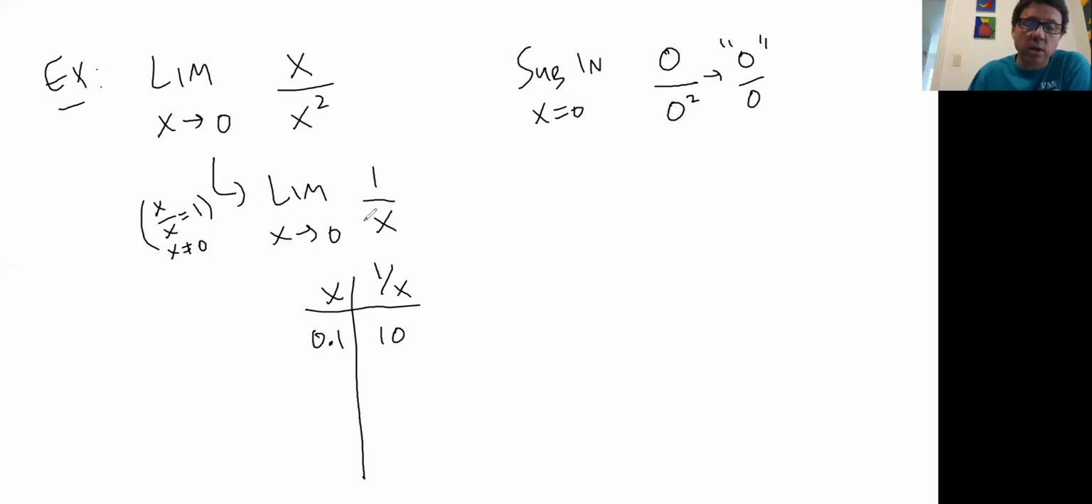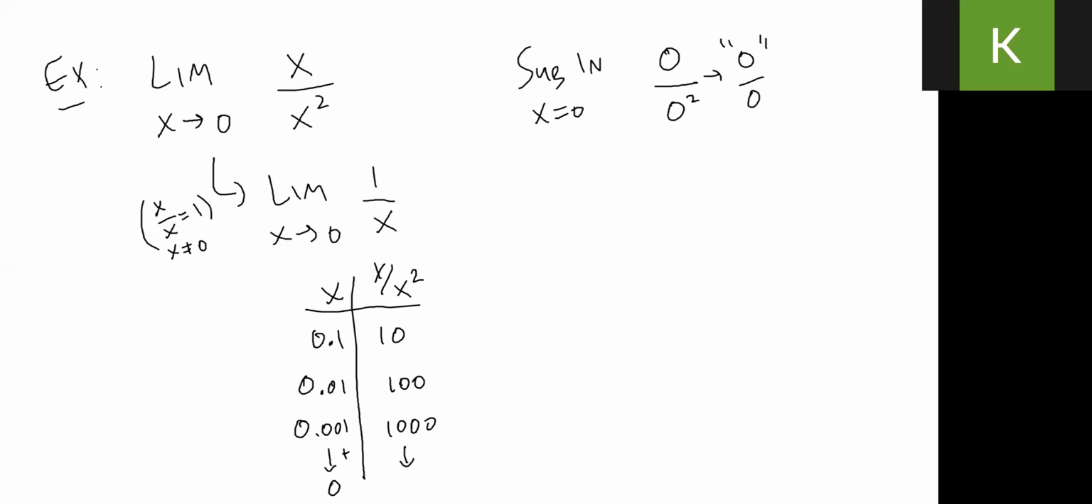Well, if we didn't even simplify it down, then if I plug in 0.1, this works out to be 10. If I plug in a number that's closer to 0, this will work out to be 100. If I plug in a number that's getting closer to 0, it'll work out to be 1,000. These numbers are going to 0 from the positive side. Where is the right-hand side going towards? It's going to the positive side as well.